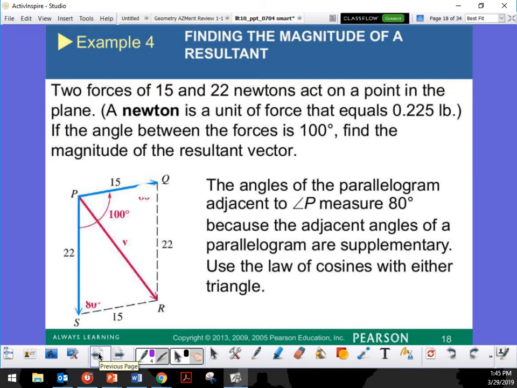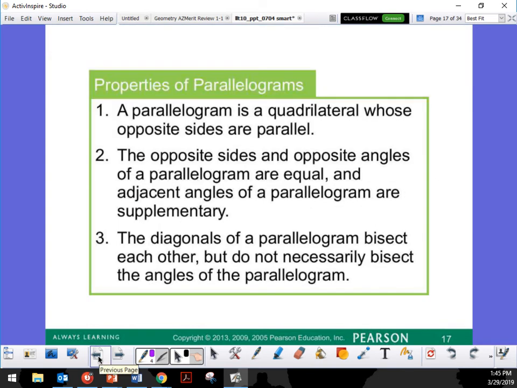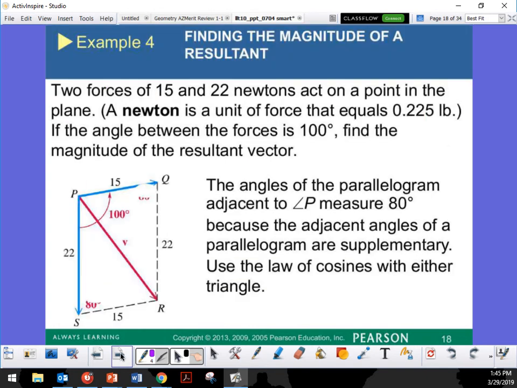All right, so for this right here, we have force. So we're going in two directions here, right? Okay, so where was I thinking? Properties of parallelograms. A parallelogram is a quadrilateral whose opposite sides are parallel. Opposite angles of a parallelogram are equal. Adjacent angles of a parallelogram are supplementary. The diagonals of a parallelogram bisect each other, but do not necessarily bisect the angles of the parallelogram.